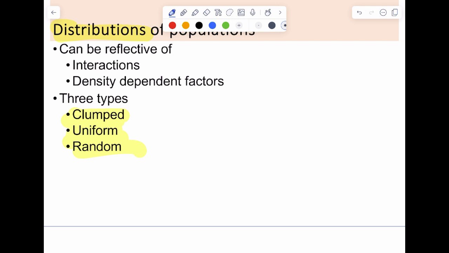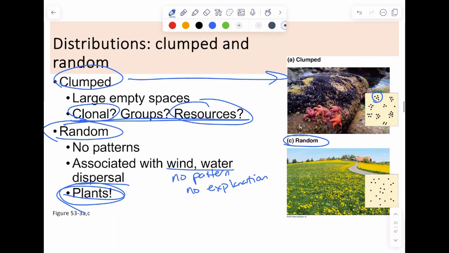Where does about 80% of the world's population live? Next to water. 80% of the 8 billion humans, so 6.4 billion out of 8 billion, live next to water. So what is it? We're clumped. This is humans, in case you didn't know or think about it.